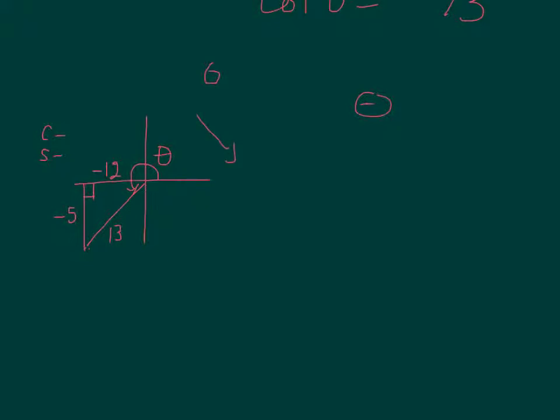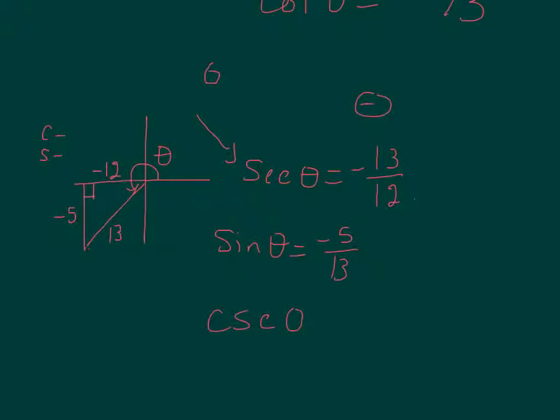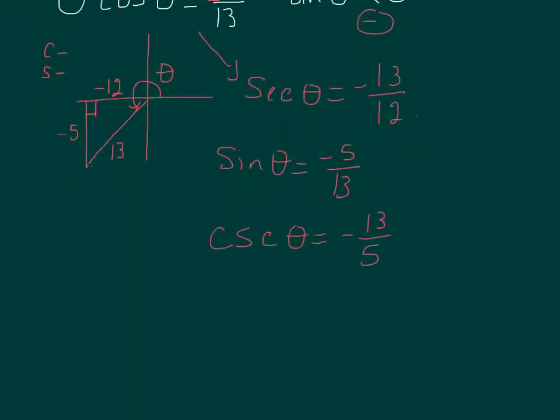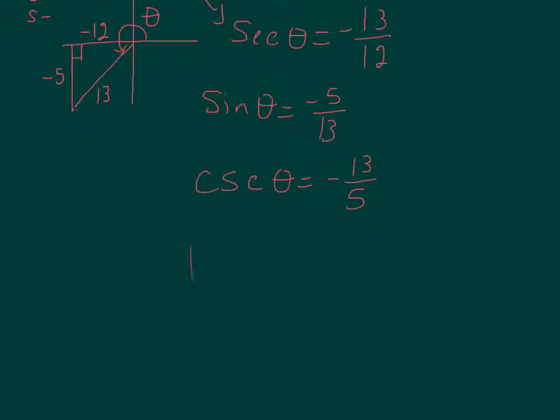Now, if we know the cosine, we should know the secant. The secant of theta is the reciprocal, negative 13 over 12. We need to find 4 more. The sine of theta is opposite over hypotenuse, and the cosecant of theta is negative 13 over 5. Next, we want to find the tangent of theta. Tangent of theta is TOA, 5 over 12, and the cotangent will be 12 over 5.